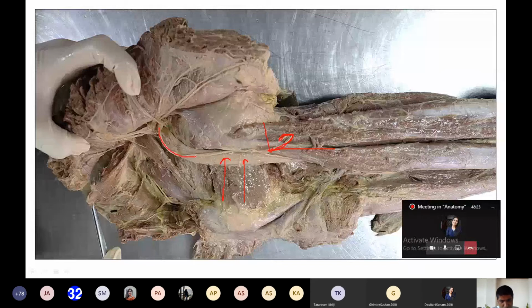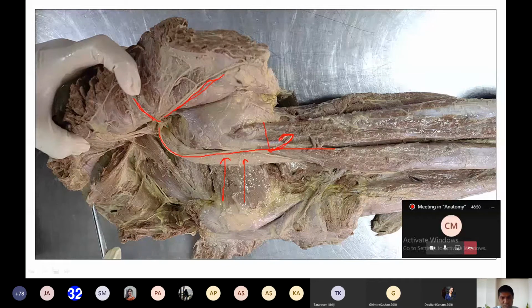The one which is going straight downward with the sciatic nerve, see here, is the posterior cutaneous nerve of the thigh. And the one which is going here to supply the gluteus maximus muscle is the inferior gluteal nerve. This one is the inferior gluteal nerve. Even the inferior gluteal blood vessels you can see. This one is the inferior gluteal blood vessel.